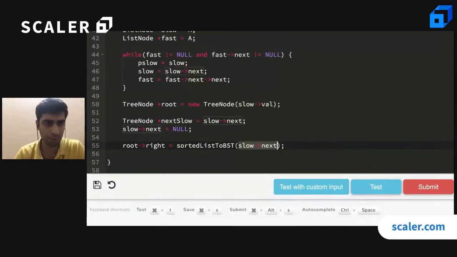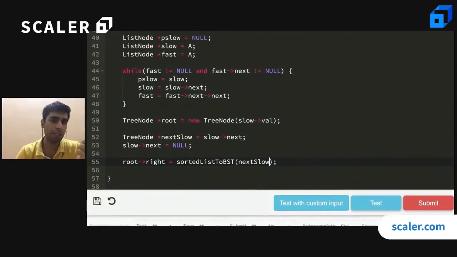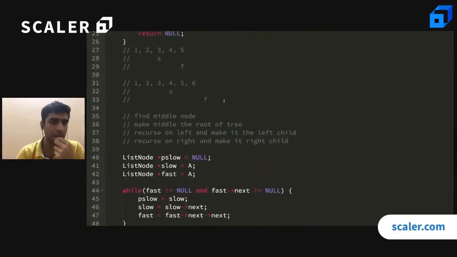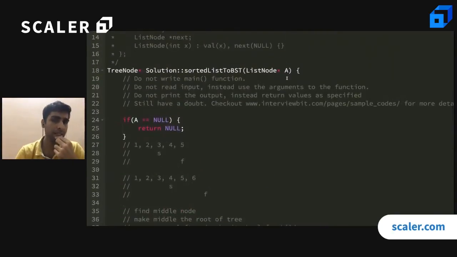Now this is perfect. But how will I recurse on the left? To recurse on the left, I need to pass the starting. That is still the starting, right? But I need to make sure that the previous slow's next is null, right? Okay. So the issue that I am facing is that if there is only one single node, what I will do?